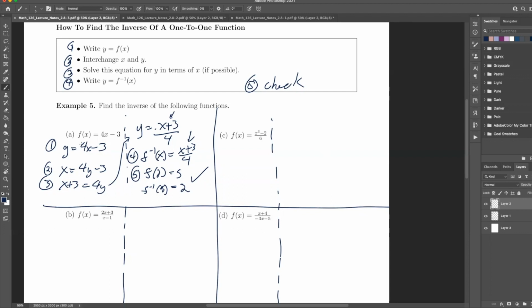And so what we're doing here, and the reason why we interchange x and y, is because if this function takes an x, multiplies it by 4 and subtracts 3 from it, we want to do that in the opposite order. We want to add 3 to it and then divide by 4, and that'll give us back to where we want. So by switching the x's and y's, we're trying to write out what we do to undo what we did.